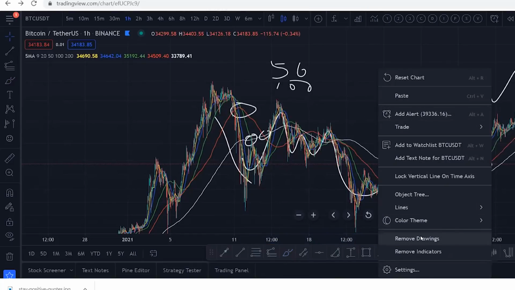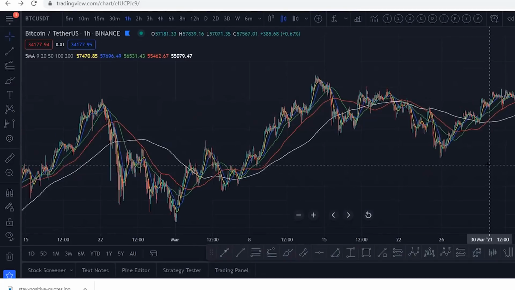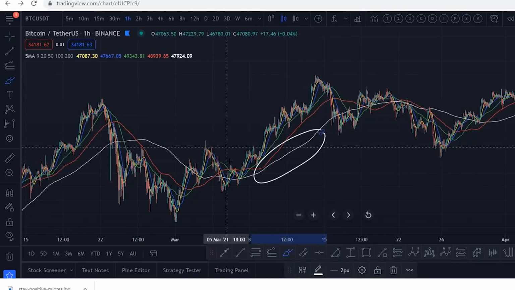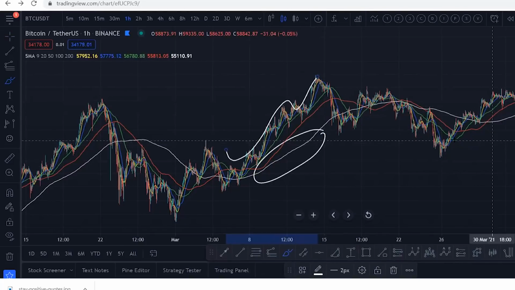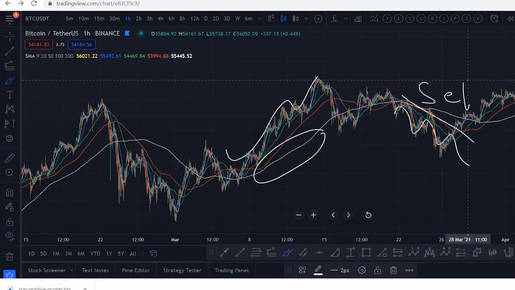Okay, so for a summary, for everyone, you can use the moving average as a dynamic support and resistance. Whenever it is below the price action, the price goes up. Whenever the price action is below the moving average, the price goes down. So this is time to sell, most times, and this is time to buy.